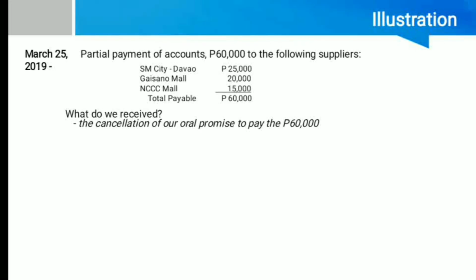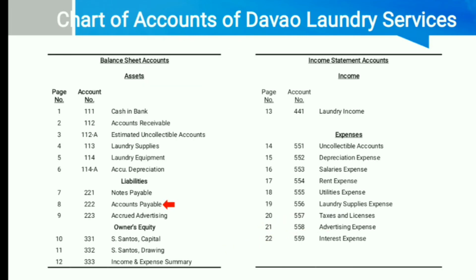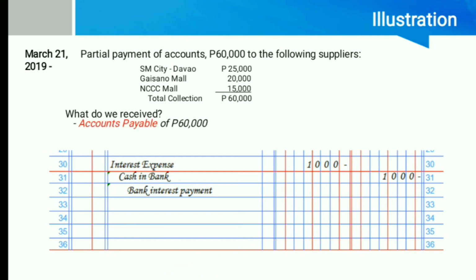So if you can still remember, on March 2, 2019, Davao Laundry Services purchased laundry supplies on account for 90,000 pesos. And then here on March 25, 2019, out of the 90,000 pesos total payable, Davao Laundry Services paid 60,000 pesos, so partial payment. On March 2, our entry includes a credit of accounts payable worth 90,000 pesos. So for partial payment, we need to cancel the 60,000 pesos portion of the accounts payable, and in order to do that, we need to debit the accounts payable for 60,000 pesos.